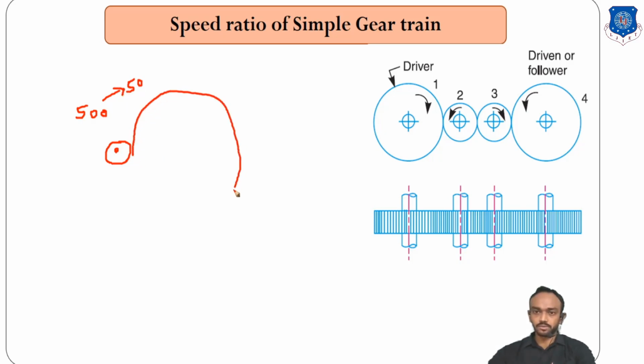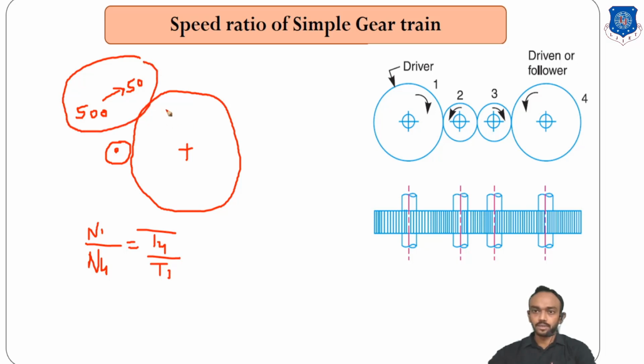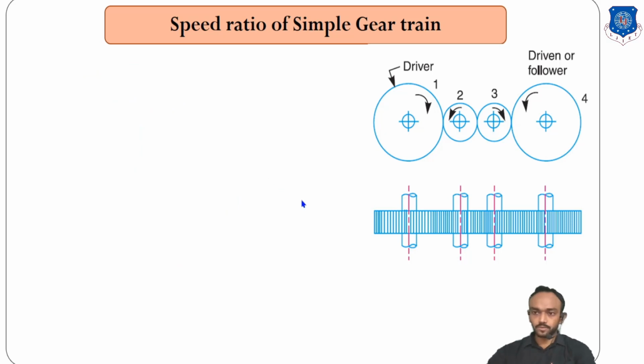So this gear will be larger, because you know the gear ratio: N1 upon N4 is equal to T4 upon T1. So the larger the reduction you require, the bigger the gear will be. Okay, so that's why in this simple gear train there is a limitation of speed reduction. You can't reduce the RPM by a large number, in a large ratio.